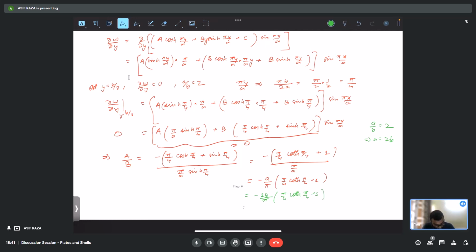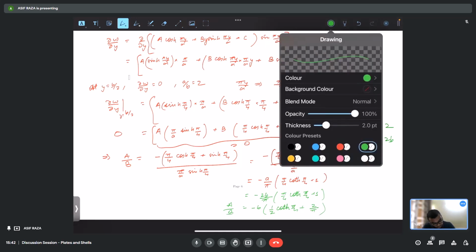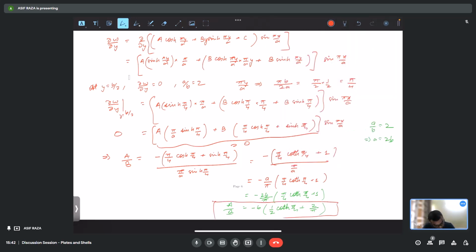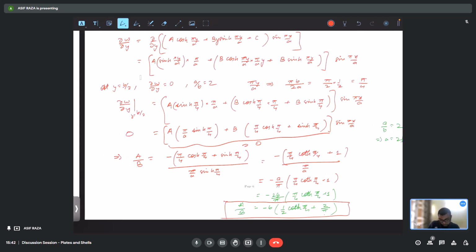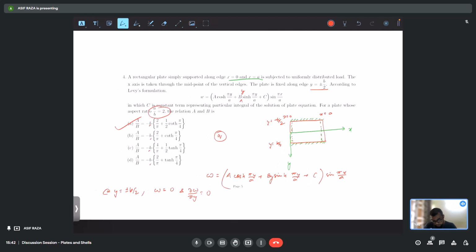So multiplying this we will get minus b. Pi cancels out. This becomes 1 by 2 coth pi by 4 plus 2 by pi. Correct? This is my a by b. So the correct option is a by b is minus b, 2 by pi and 1 by 2 coth pi by 4. The correct option would be option A. Okay.